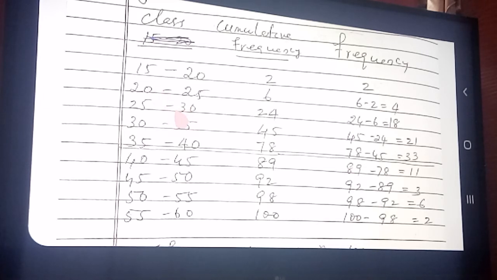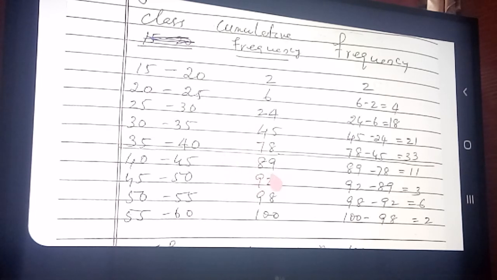See here, below 30, how much total is given? 24. So below 25, 6 is there, then 25 to 30, how much will come? 24 minus 6, 18. Clear? And next one, below 35, how much is given? 45. So 30 to 35, how much will come? 45 minus 24. Are you clear now? In this way you make an ordinary frequency table. Now you have got the ordinary frequency table. If we get the ordinary frequency table, then only we can find out which one? Median.